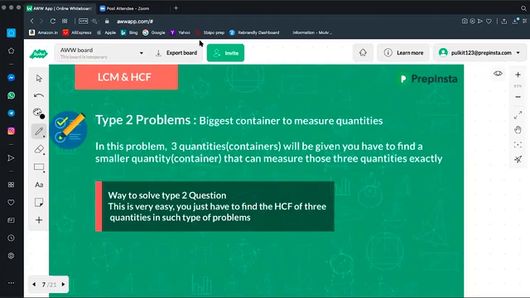I'm not giving examples here. What we'll do is I'll put random questions and then see whether you guys are able to identify the type or not. Now talking about the type 2 problem, it is about the biggest container to measure quantities.